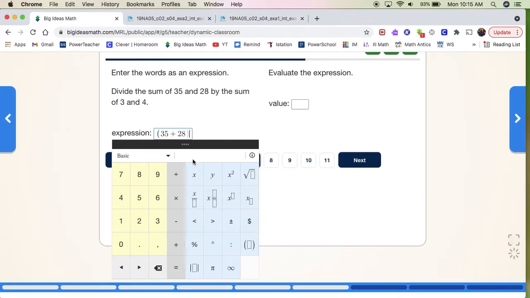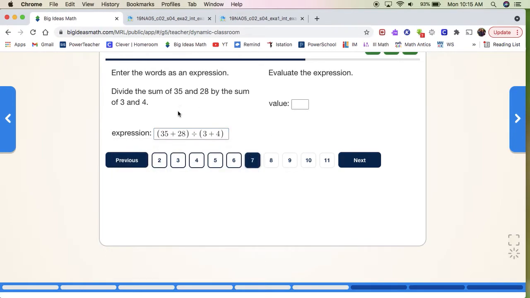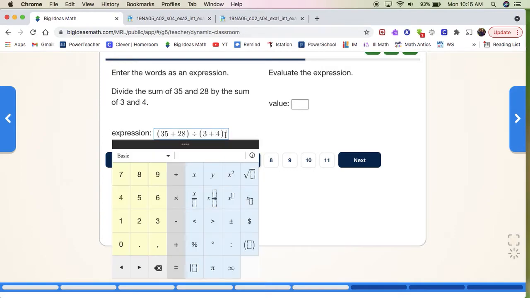I'm going to take that. I'm going to divide it by the sum of 3 and 4. Remember, the word sum means to add, right? Okay. So they want us to evaluate that. They want to say, what is this? Okay, what is the answer to that?